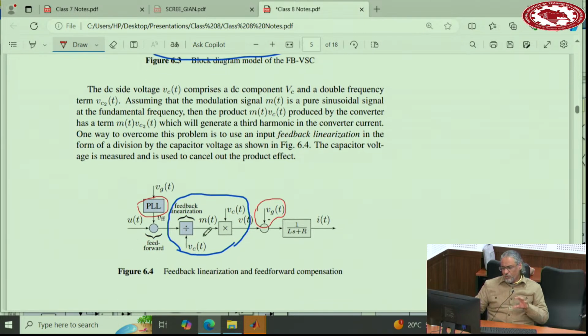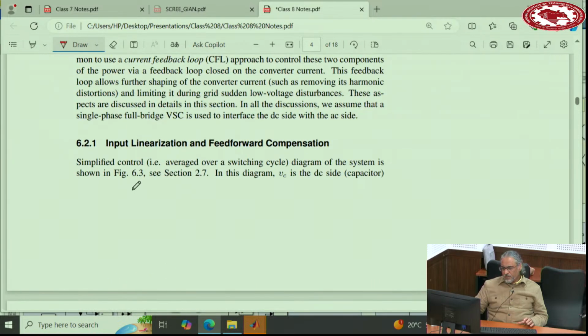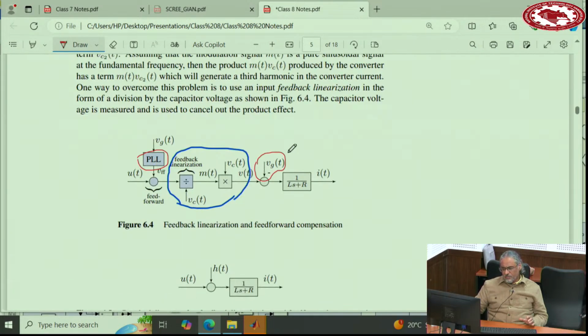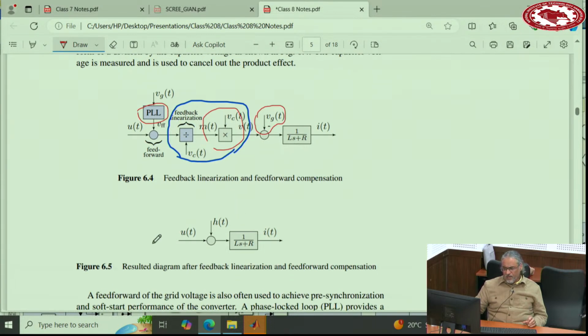So these two initial things we always do, I call them what? Input linearization and feed forward compensation. So this is feed forward compensation, VFF, and this is input linearization, because this block is nonlinear. So we removed it. So now, as a result, you have a block like this.